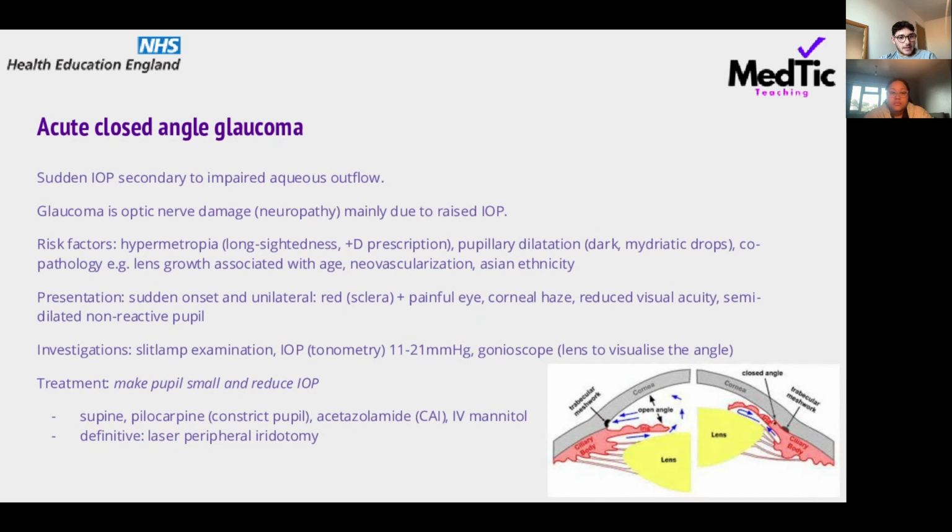And the way you treat acute closed-angle glaucoma, you want to make the pupil small and you want to reduce the pressure in the eye. So you give pilocarpine, which is a miotic eye drop, so it constricts the pupil. You can give acetazolamide, a carbonic anhydrase inhibitor. IV mannitol as well reduces the intraocular pressure. However, definitively, you do a peripheral laser iridotomy, so you're creating a small hole in the iris. So you're giving an alternative route for the aqueous humor to leave the anterior chamber, so you wouldn't get this sudden buildup of pressure within the eye.